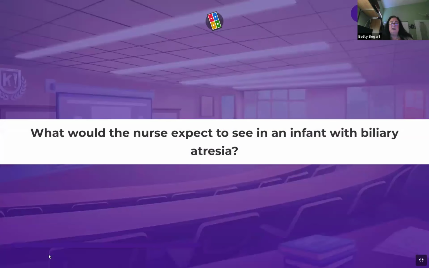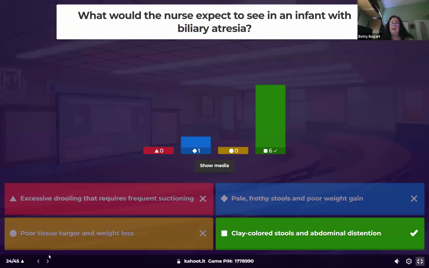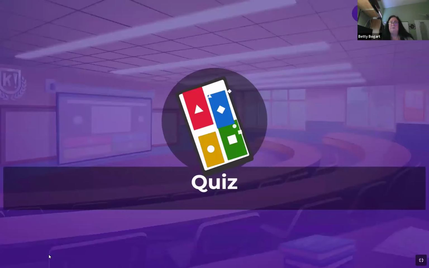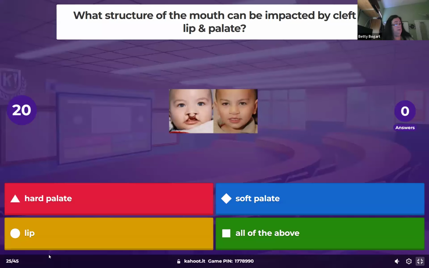What would the nurse expect to see in an infant with biliary atresia? Atresia of the biliary, liver. Liver is not connected to the small intestines. Liver not secreting bile. Fat can't be used. What are you going to see? That's how you have to think of it. So clay colored stools, and because of the fat, you can have a distended abdomen. Very good. A lot of gas. What structure of the mouth can be impacted by cleft lip and palate?